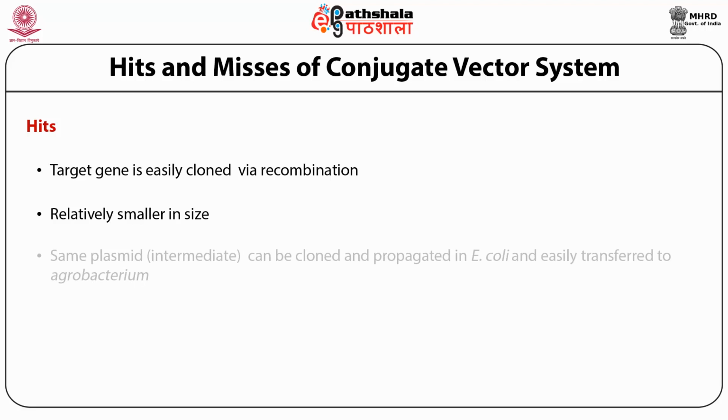Also, the same plasmid can be propagated into E. coli or any bacterial system to increase its copy number, and then can be transferred into agrobacterium, from where it can be used for infection. So this is advantageous in a sense that we have a capability to clone our gene of interest in a scar-free manner. Also, the plasmid size is smaller, and the same plasmid can be propagated into two different strains.